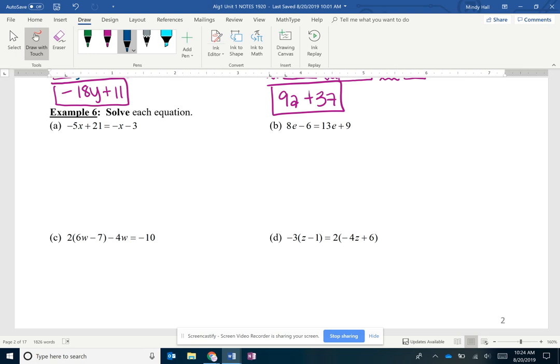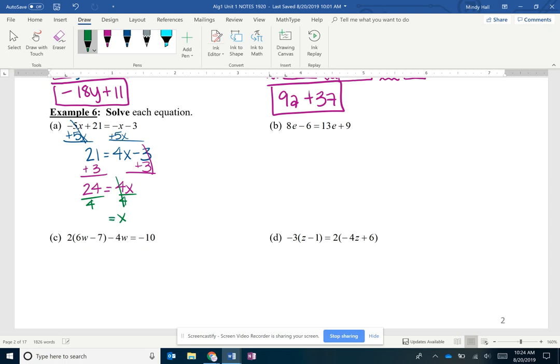So for me, I notice that if I add 5x, that my x will be positive. So I'm going to add 5x here because then negative 5x plus 5x gives me 0, and I'm just left with 21 on the left side. And then negative x plus 5x gives me 4x, and then that minus 3 stays. So then to get the x by itself, we want to cancel out this negative 3. So we're going to add 3 to both sides, which gives us 24 equals 4x. And then we are going to divide by 4 because division undoes the multiplication. And 24 divided by 4 is 6.